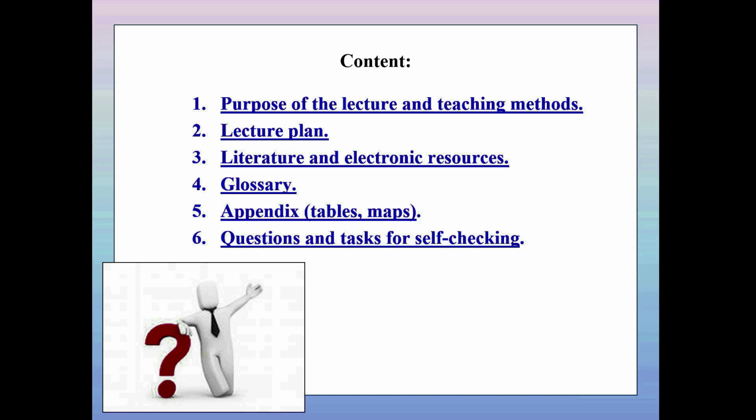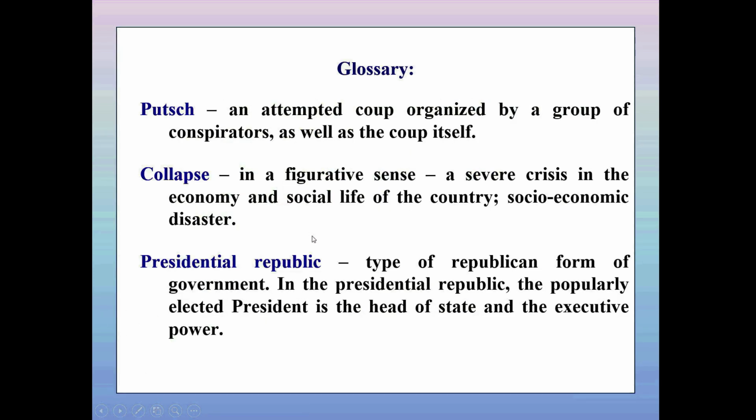Now let's move on to the glossary or terms of today's topic. Clicking and opening the link, we can find main terms of the topic and read their definitions. First one is Putsch. Putsch means an attempted coup organized by a group of conspirators as well as the coup itself. Next term is collapse. In a figurative sense, collapse means a severe crisis in the economy and social life of the country, socio-economic disaster. Another term is presidential republic.